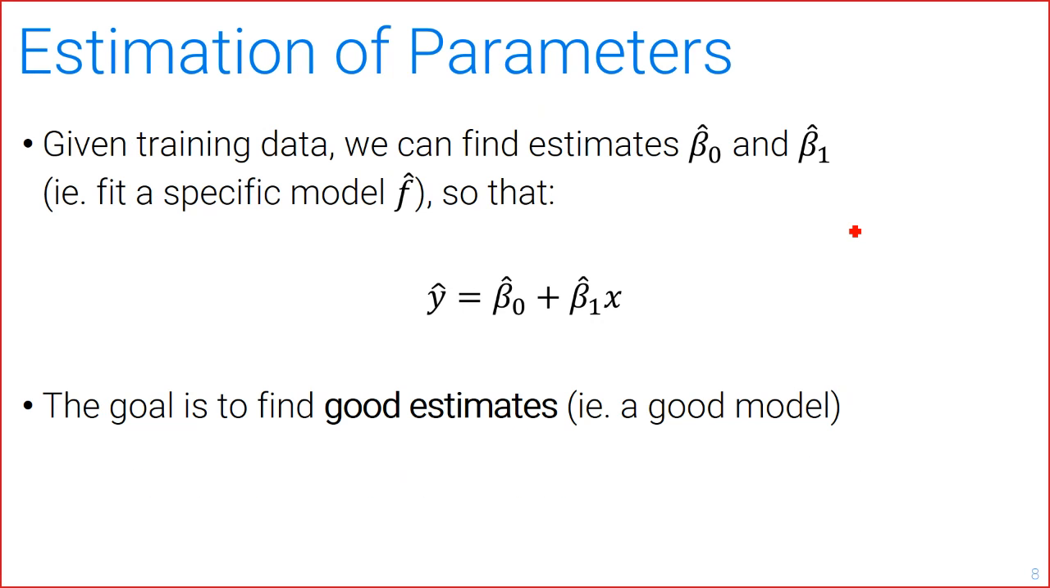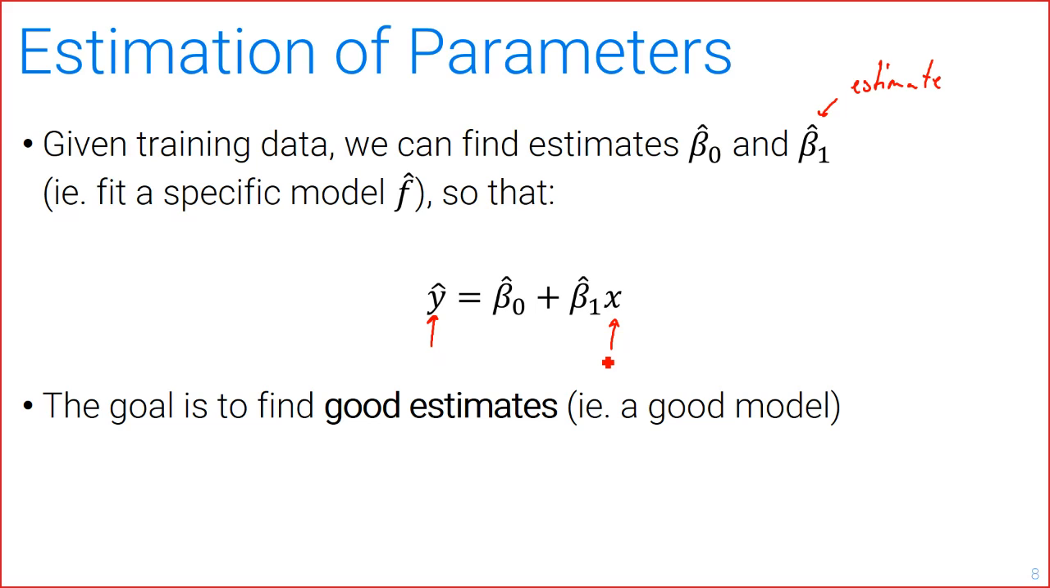So how do we estimate the parameters? The idea is, again, given some training data, we can find estimates, beta 0 hat and beta 1 hat. Remember that the hat means this is an estimate. So that essentially means we fit a specific model, f hat, such that given some x, we can make a prediction about the y. So we can have a y hat given some input value x.